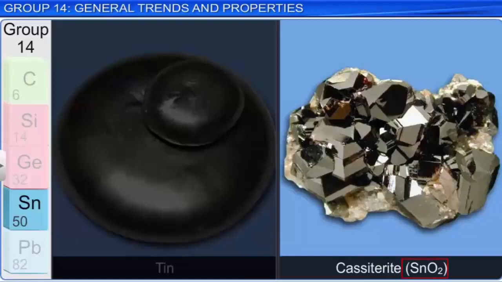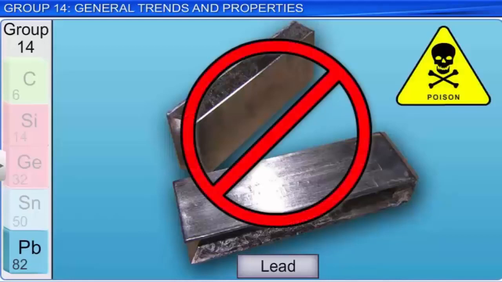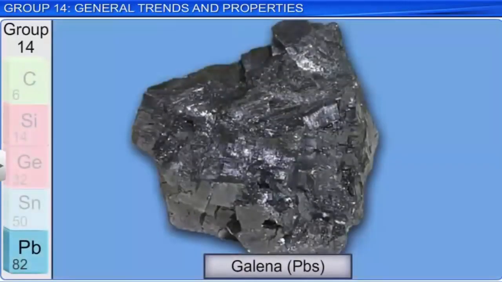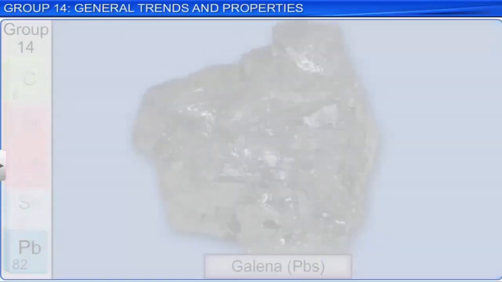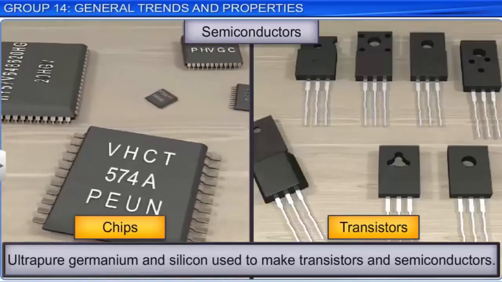Lead is a very soft, greyish metal that is shiny when first cut. Lead has been used since ancient times. But lead poisoning can cause many serious health problems, especially in children. Lead occurs in nature mostly as galena, which has the chemical formula PbS. Both germanium and silicon are important semiconductor materials. Ultra-pure samples are used to manufacture transistors and semiconductors.